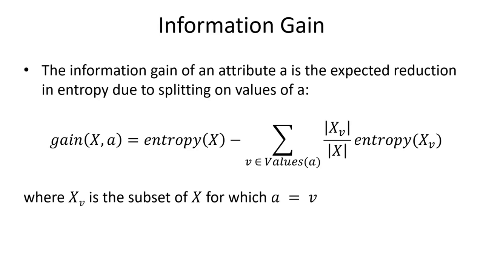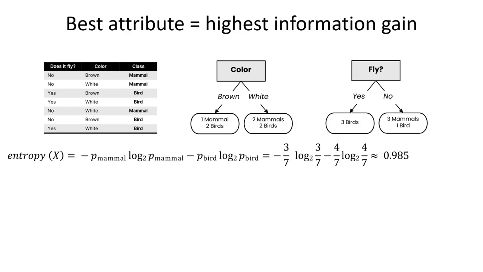The information gain of the attribute A is the expected reduction in entropy due to splitting on the values of A, where x_v is the subset of x for which A equals v. This is the formula for information gain: the entropy of x, then we make a summation of those values and we get the gain. So best attributes means highest information gain.